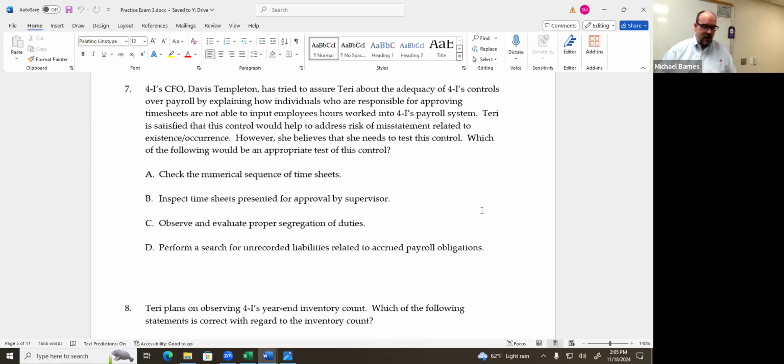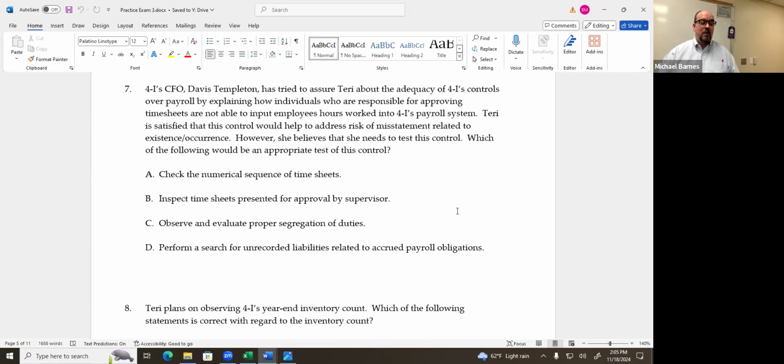If we check the numerical sequence of timesheets, is that a test of segregation of duties? No, it tests completeness, but it doesn't test the segregation of responsibilities in existence occurrence. Okay. Inspect timesheets for proper approval by a supervisor. What do you guys think on that one? That's only one responsibility area. It only tests one responsibility. It tests the authorization, which we already know is in place. We're trying to determine that the person who's authorizing is not the same person who's recording.